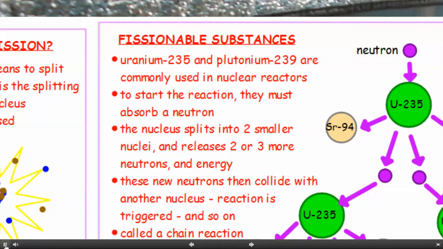Now, fissionable substances, that means any sort of substance that we can use for fission purposes. Uranium-235 and plutonium-239 are commonly used in nuclear reactors. To start the reaction, they must absorb a neutron, and when this happens, the nucleus splits into two smaller nuclei, and they release 2 or 3 more neutrons and some energy. Now, these new neutrons then collide with another nucleus and another reaction is triggered, and so on. And this is called a chain reaction.